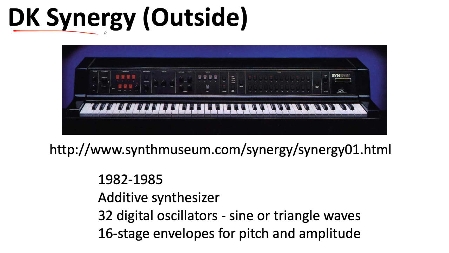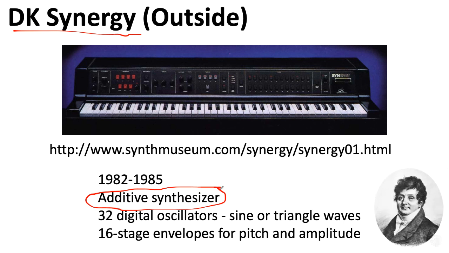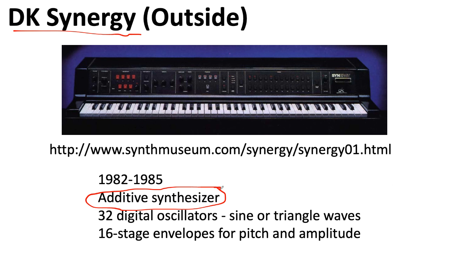One of them was the Digital Keyboards Synergy, and it used a method called additive synthesis, where you would build up sounds from individual sine wave components, basically synthesizing sound from a Fourier viewpoint. So the Digital Keyboards Synergy had a whopping 32 digital oscillators that in a traditional additive synthesis mode would be using sine waves, but you could also have triangle waves. And the Synergy has some interesting aspects that really have not been duplicated a whole lot.